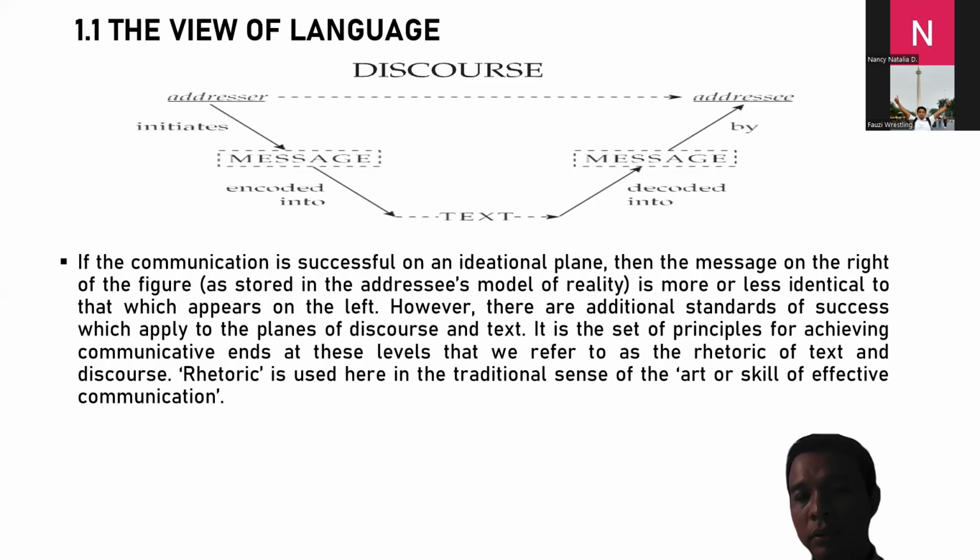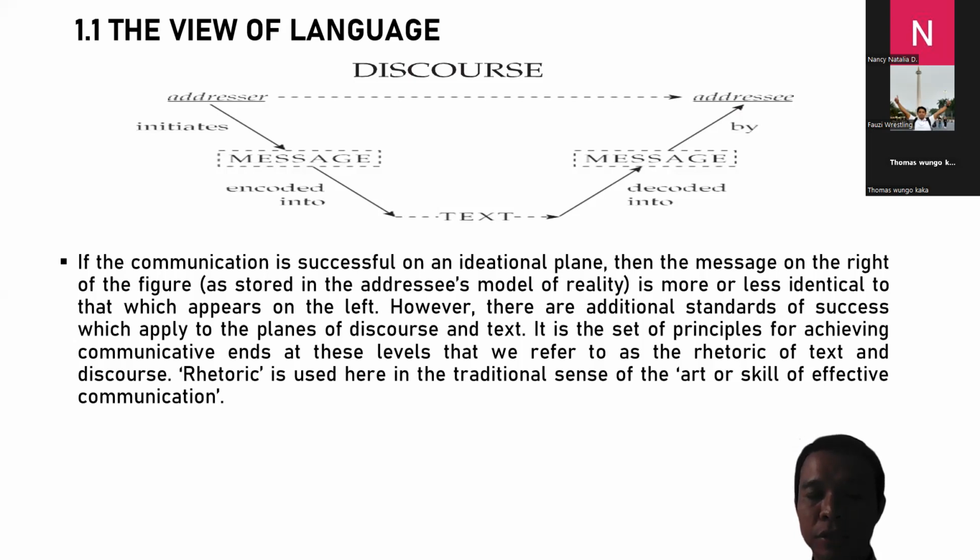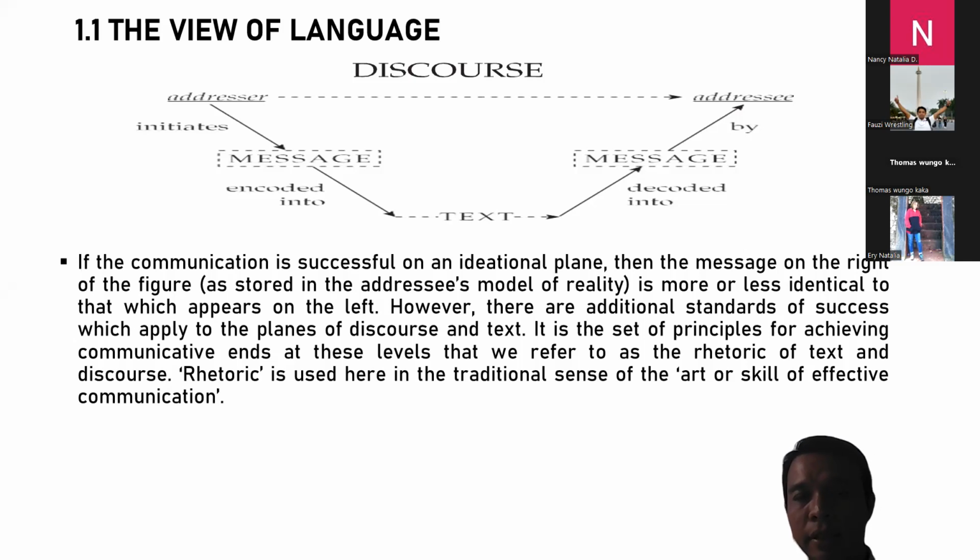From the diagram or from the pattern, you can see the addresser produces the message, and then the message is encoded into text. Text afterward is decoded into message, and then it is finally received by the addressee. It is called a discourse. So the technical term of this pattern is called the view of language. Okay, please remember this about the view of language. Next.